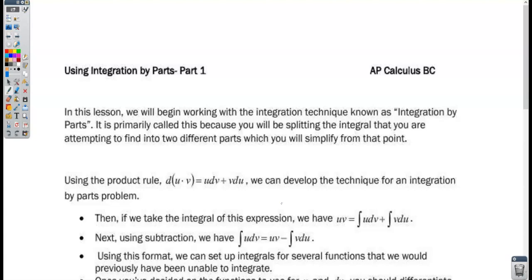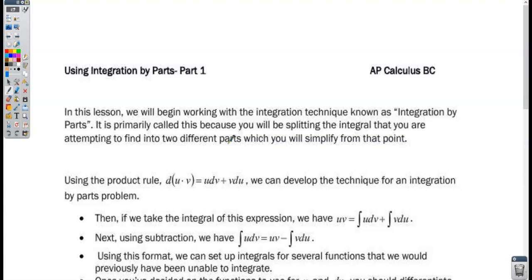Okay, this technique's called integration by parts because basically what we're going to do is split the integral that we're attempting to find into two different parts. And this technique is used when we have the product of two different types of functions. Like maybe we'll have a polynomial type function times an exponential type function. Integration by parts can help. Or we could have a logarithmic based type function and a polynomial type function. Integration by parts can help.